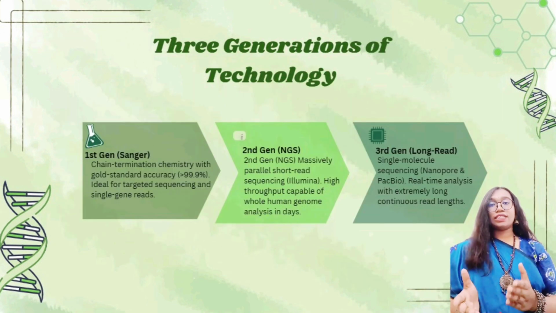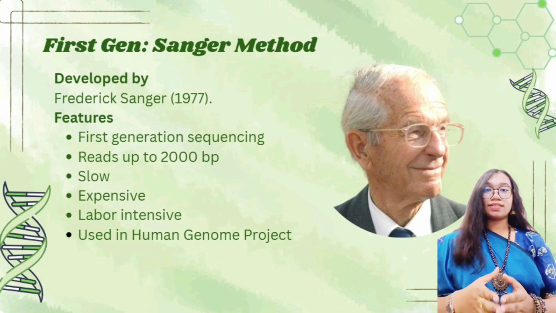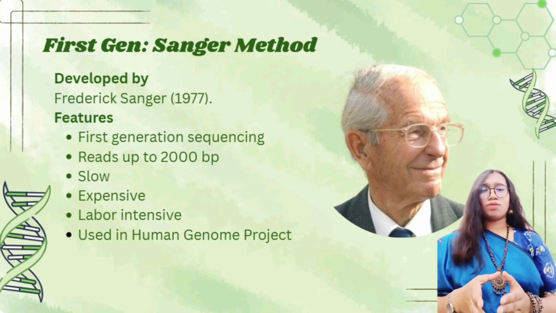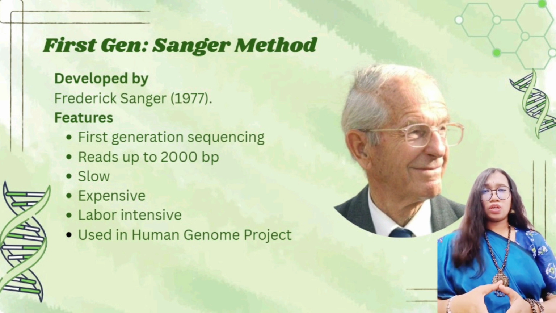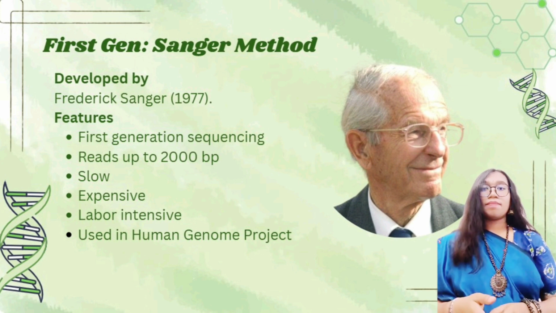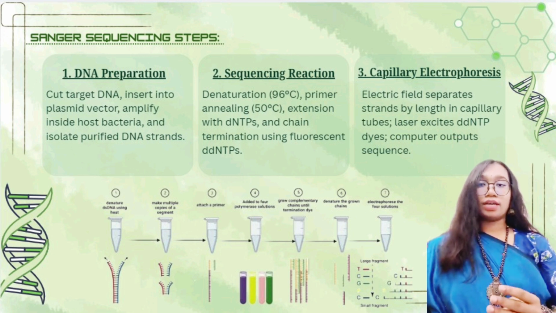DNA sequencing has developed through three generations. The first generation is the Sanger method, created by Frederick Sanger in 1977. It is very accurate, with more than 99.9% accuracy. But it is slow, expensive, and can only read short DNA pieces. Even so, it was the main method used in the Human Genome Project. Sanger sequencing has three main steps.